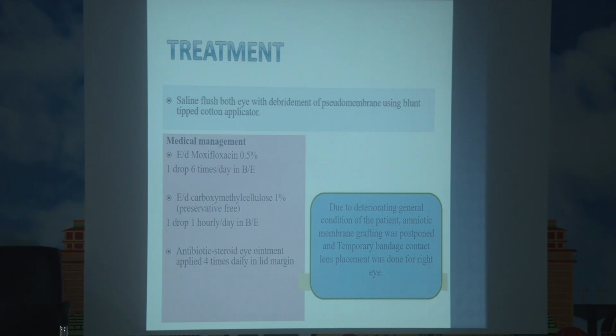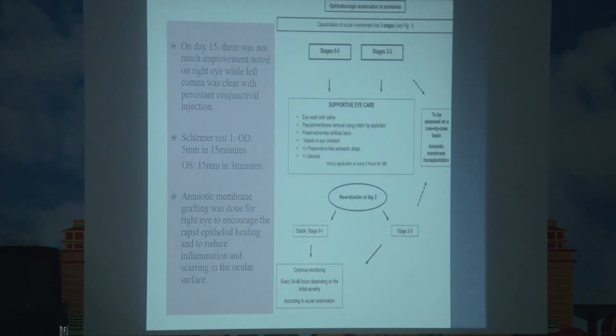For medical management, moxifloxacin 0.5% eye drop was started for both eyes 6 times daily. Preservative-free tear substitute was used 1 hourly, and antibiotic steroid eye ointment was applied 4 times daily on both lid margins. But due to the deteriorating general condition of the patient, amniotic membrane grafting was postponed and a temporary BCL was done for the right eye. On day 15, there was not much improvement noted in the right eye, while the left cornea was clear with persistent conjunctival injection.